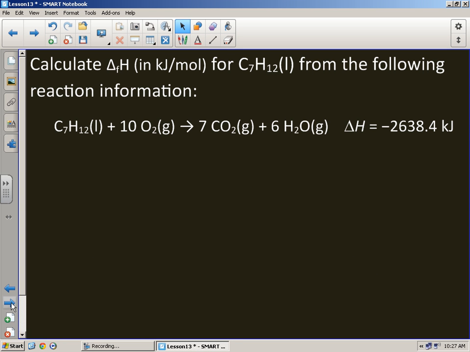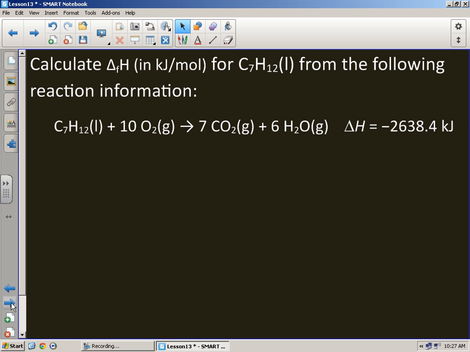So here's our first one here. We're going to get right into examples here. Calculate delta FH. I will tell you right now that I would be surprised if you don't get one of these on your unit test, and I would be surprised if you don't get one or two on your diploma in some way, shape, or form, because these are pretty common questions.